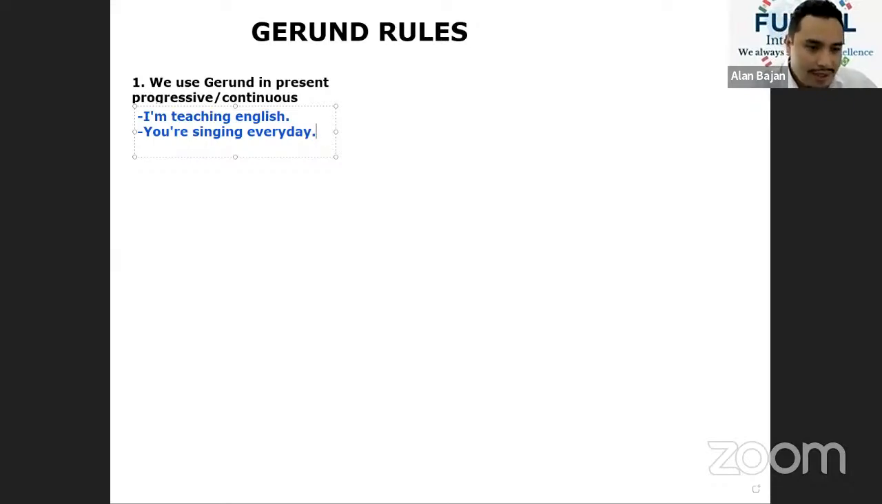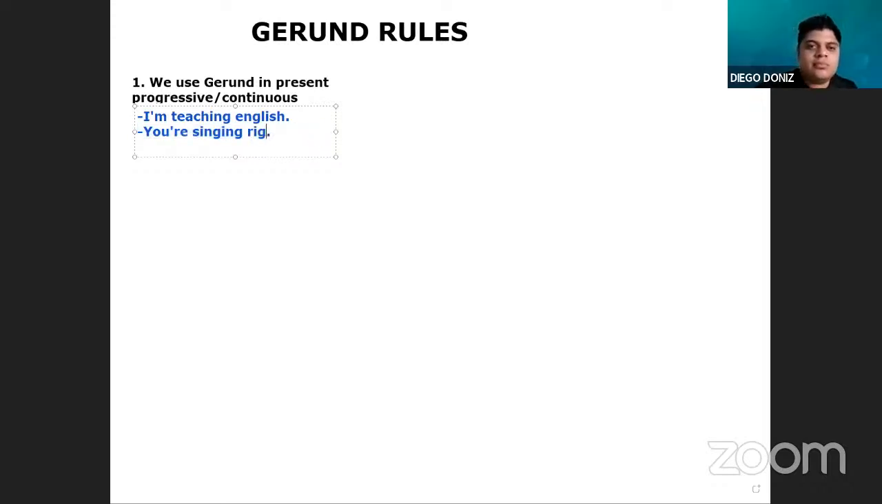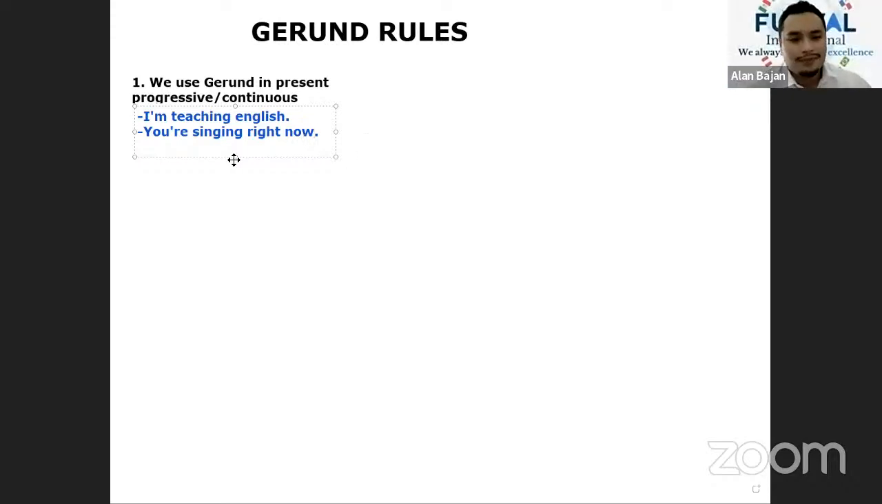Question, is every day a time expression for present continuous? Yes or no? What do you think? No. It's simple present. So you are singing right now. Very good. Okay, that's simple.